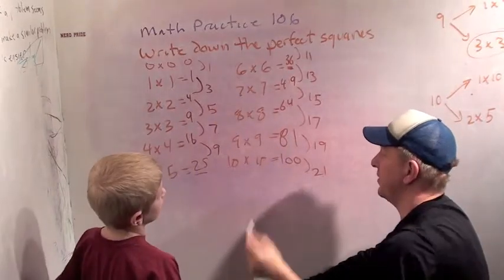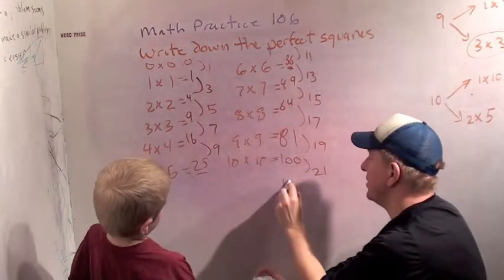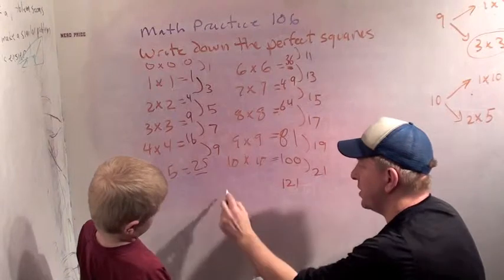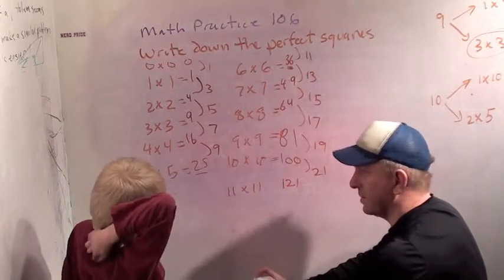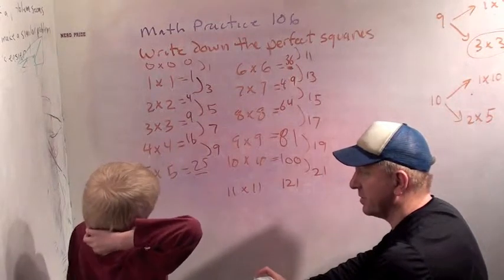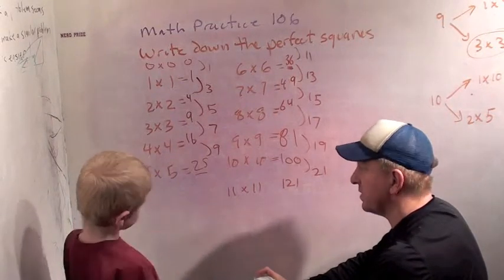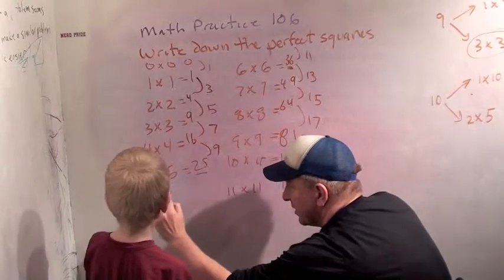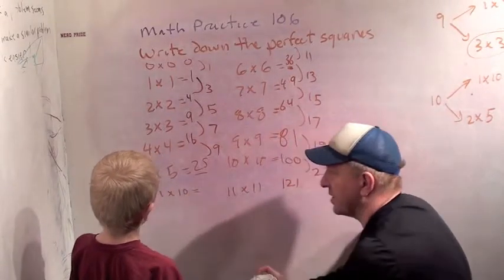Odds. Those are the odd numbers. So we think the next square might be 121, and that would be 11 times 11. Okay, now, do you think 11 times 11 is 121? Let's try. Well, let's see. We know what 11 times 10 is, right? What is 11 times 10?